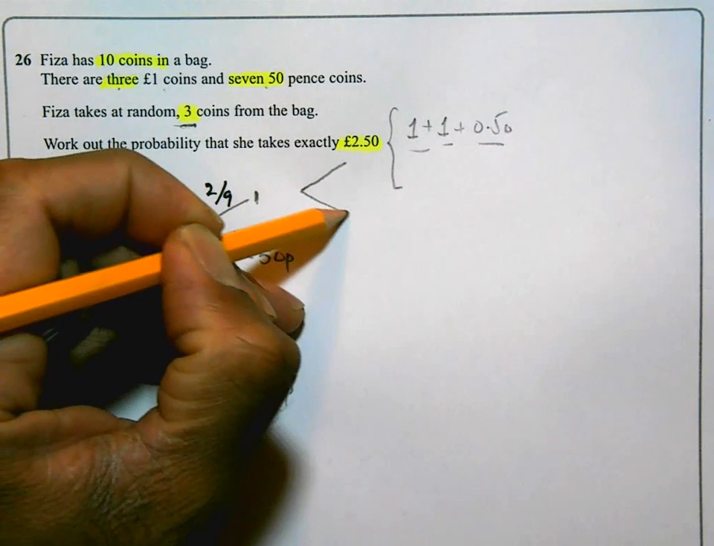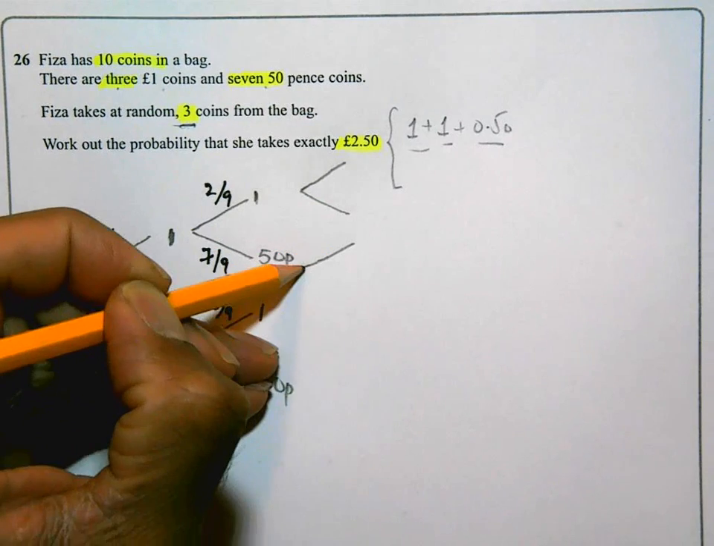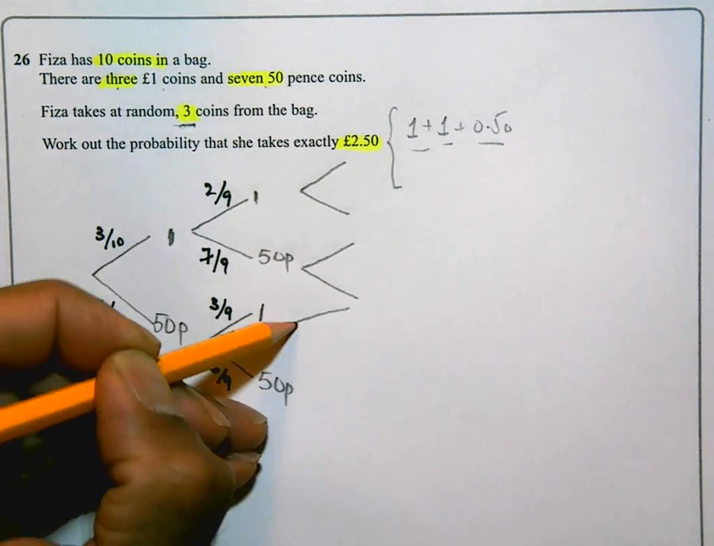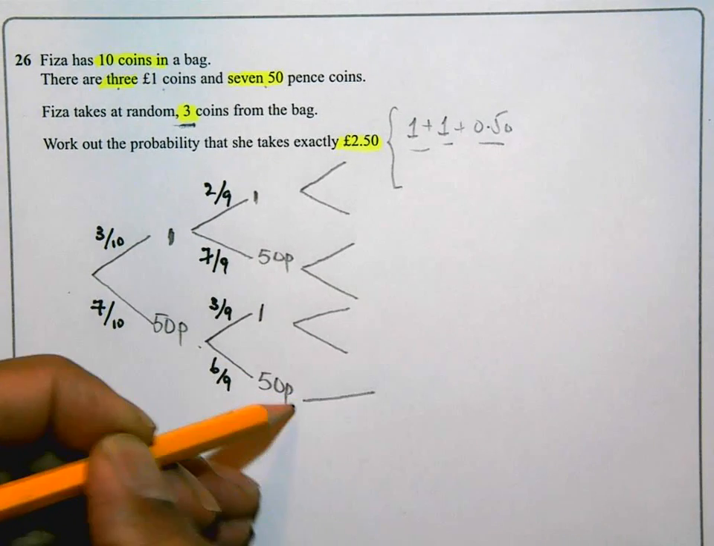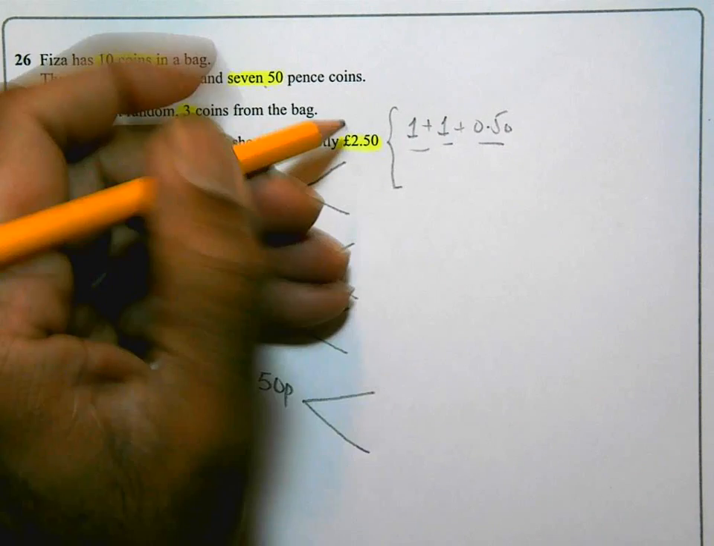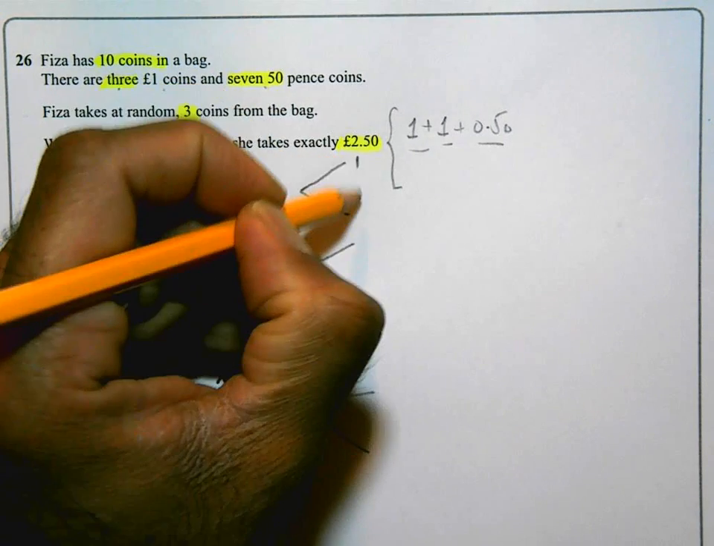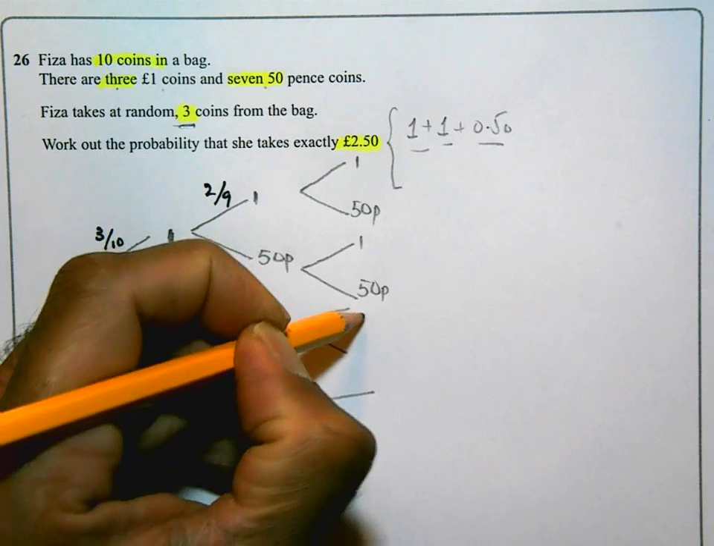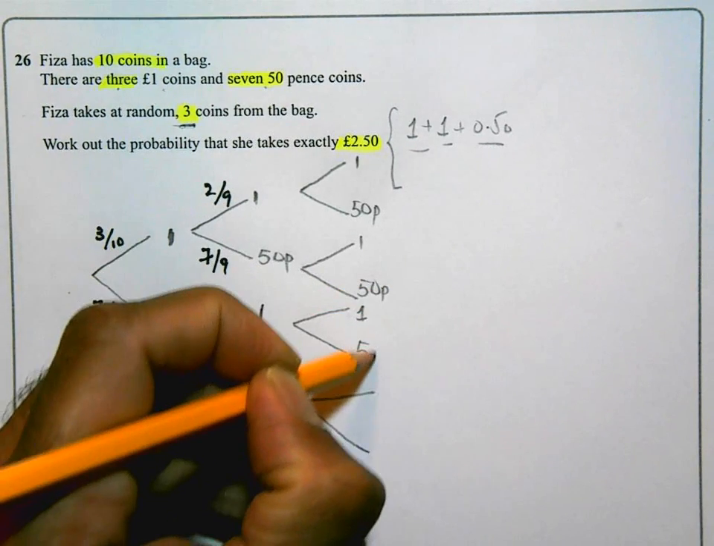at this stage, it's going to get complicated. However, what I'm going to do is just focus on the ones that I want. Now if I write in all of these, that's a pound, that's 50 pence. Pound, 50 pence. Pound, 50 pence. And that's a pound, 50 pence.